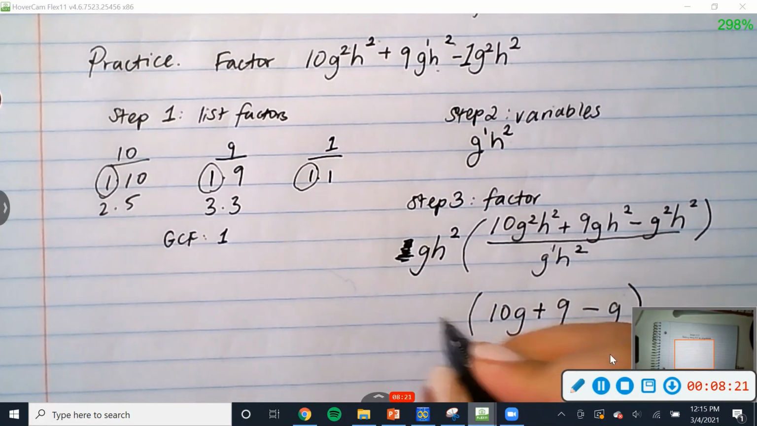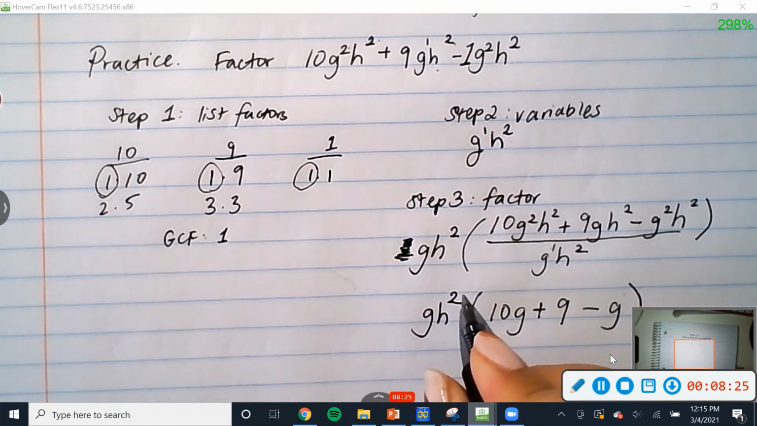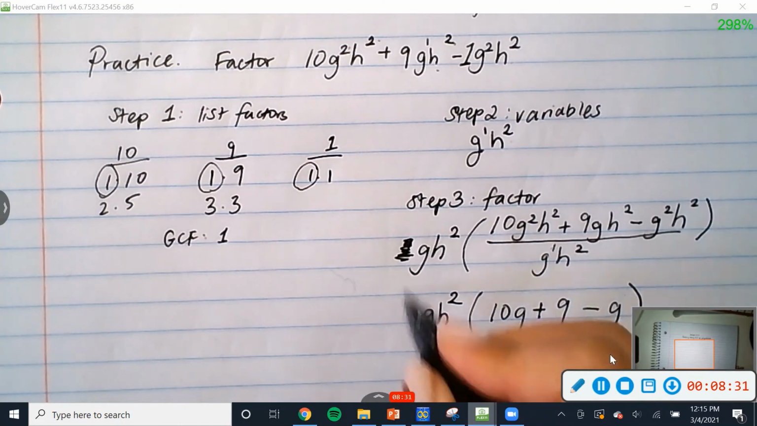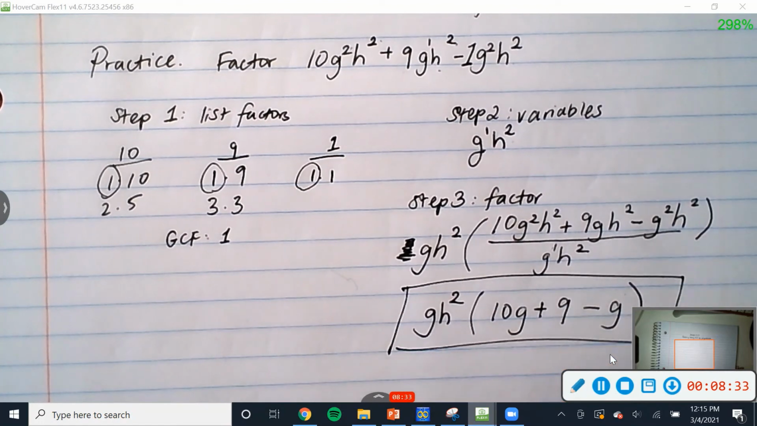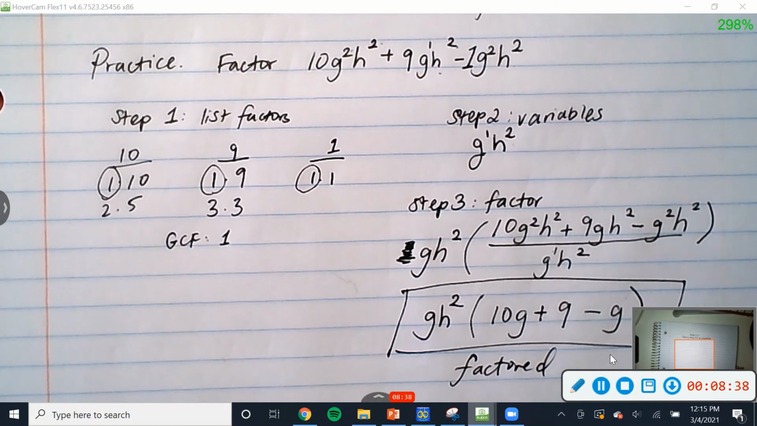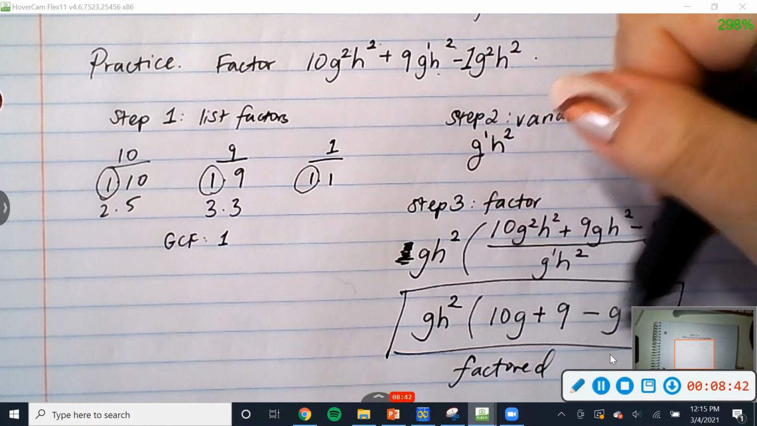So this is what we're left with. gh to the second power on the outside, then 10g plus 9 minus g. This would be our factored answer, and this would be the original polynomial. So this is the polynomial factored.